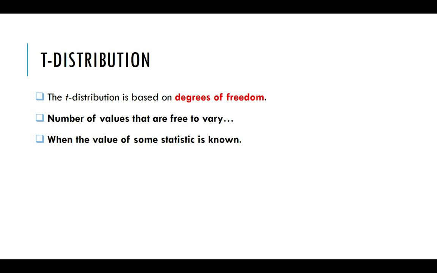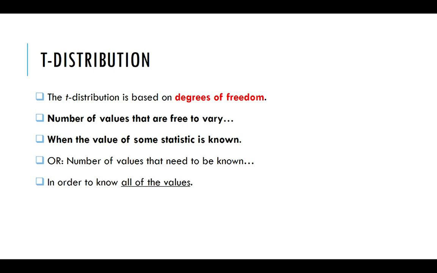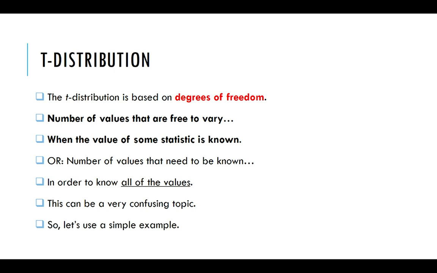That's a hard definition to get your brain around, in my opinion. It's just a little abstract. Another way of explaining it is, it's the number of values that need to be known in order to know all of the values. I think that's a little bit easier. Either way, I agree with you because you're probably like, what? This is a confusing topic. So let me simply use an example because I think I can make this clear if we have one.